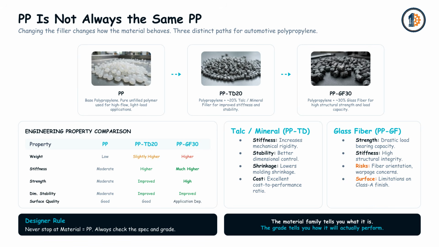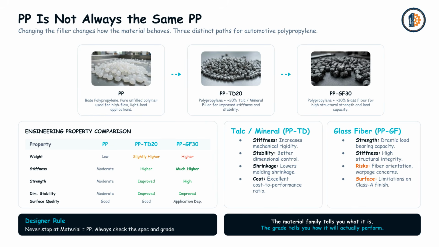When you see the word PP on a drawing, don't assume that every PP material behaves the same way. For example, we may have normal PP, we may have PP with talc or another mineral filler, or we may have glass fiber reinforced PP. For example, PP-TD20 commonly indicates a mineral-filled polypropylene grade. PP-GF30 indicates polypropylene reinforced with approximately 30% glass fiber.